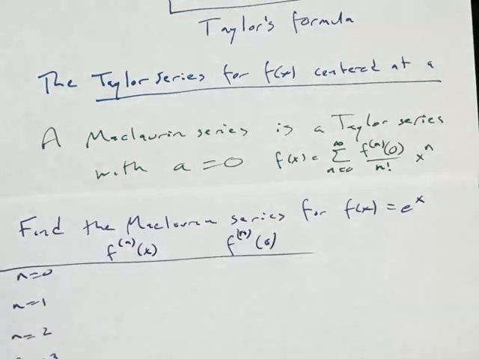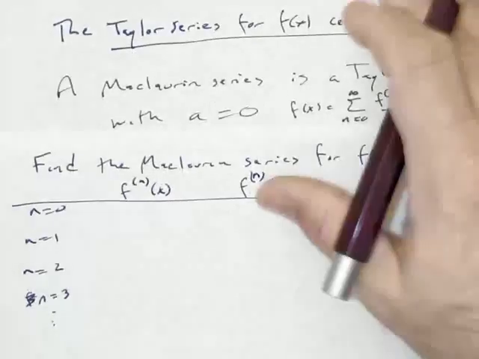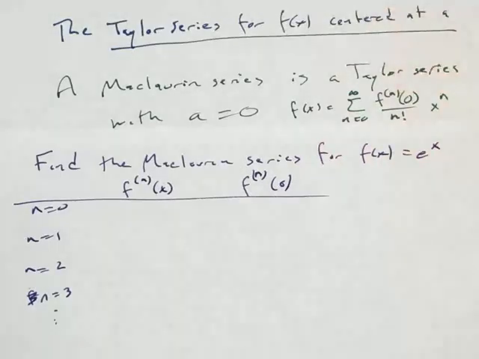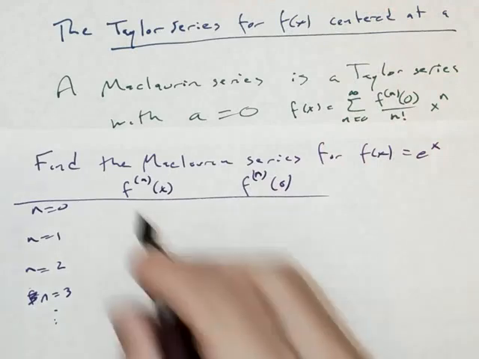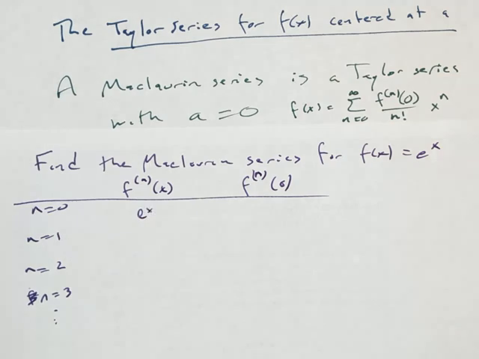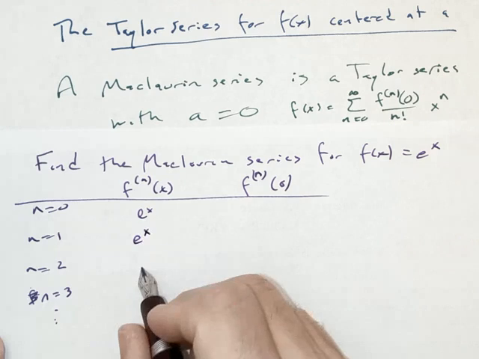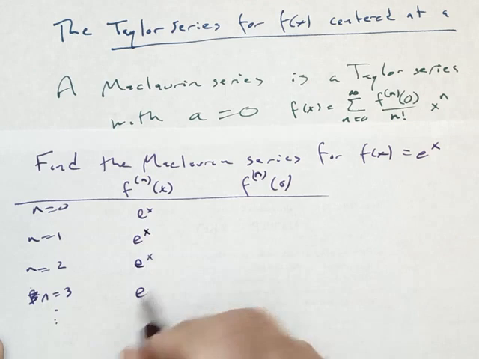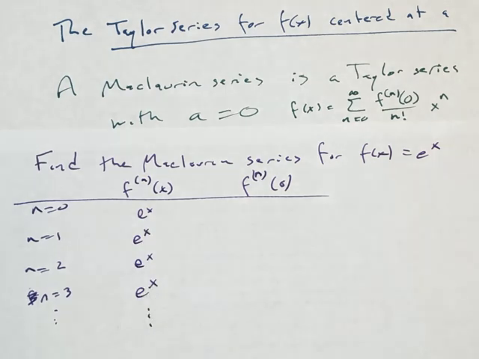I'm going to build a little table here, and with this table, I'm going to write down my function. The 0th derivative of e to the x is e to the x. I took no derivatives. What's the first derivative of e to the x? What's the second derivative? This is going to get boring really quickly, isn't it? As a matter of fact, every derivative of e to the x is e to the x. I like that one.